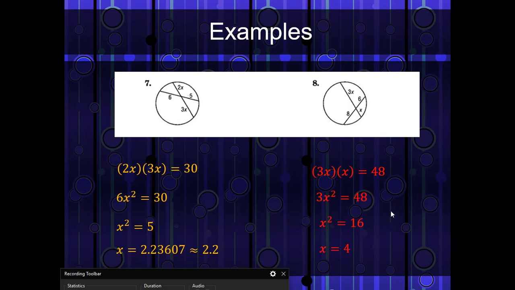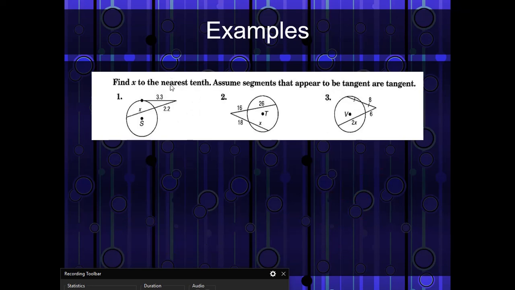Now, the next set of examples are going to use theorem 2 and 3. We're going to find the value of x, and we'll round to the nearest tenth when necessary. So in number 1, I have a tangent piece. So it'll be 3.3 squared. And then it equals the external secant piece times the whole secant. We're going to square and distribute. We'll combine our like terms and divide by 2.2. So x is rounded to 2.8.